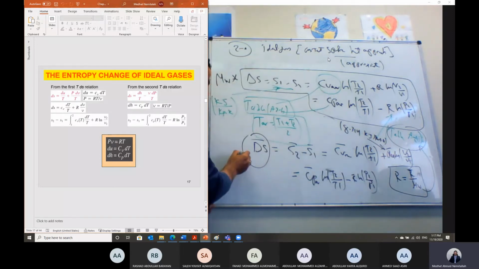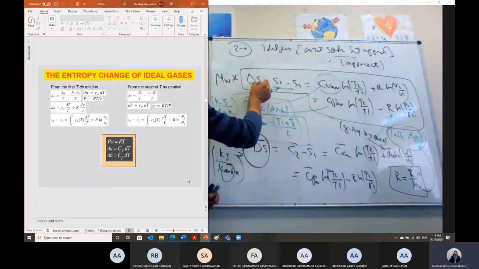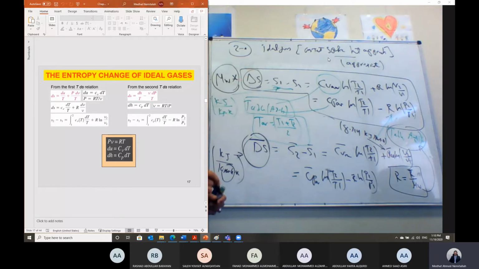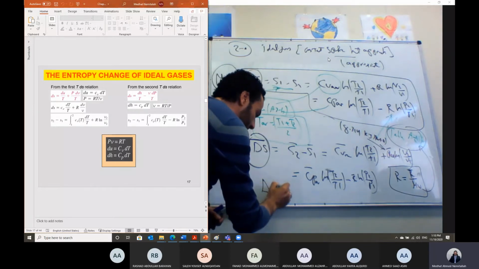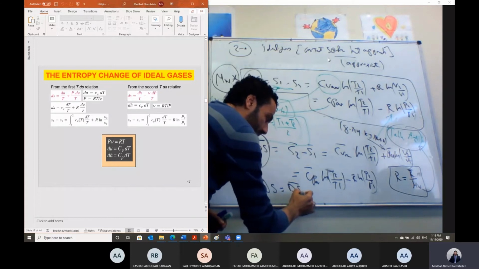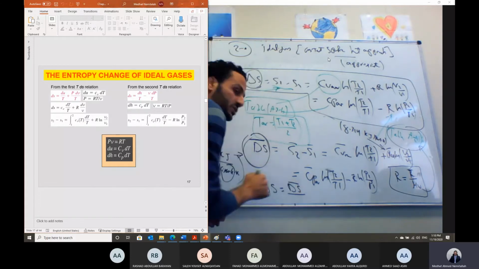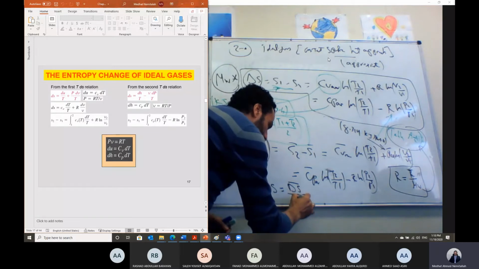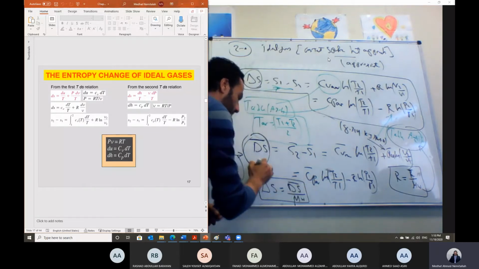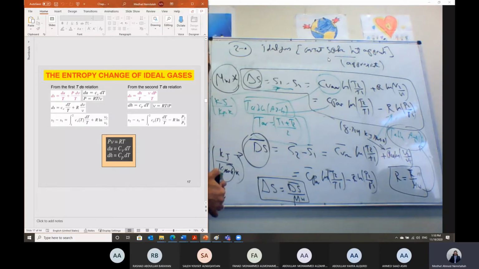And this delta S is the molar change of entropy, calculated in kilojoule per kilomole Kelvin. When you see this bar, the molar value, that means it is per kilomole, not per kilogram in this case. And how can we convert it from kilomole to kilogram? The difference is what? I just multiplied the whole equation by the molecular weight. So that means delta S per kilogram is equal to the molar value per kilomole divided by the molecular weight. Is that clear? Yes.